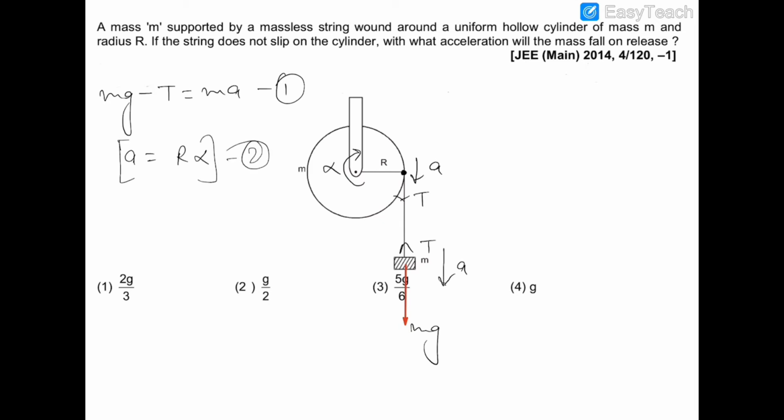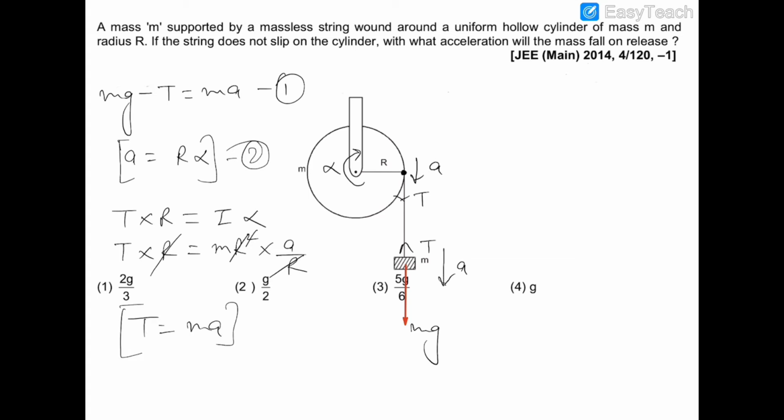And now when we write the equation of the torque, we can say that this tension is producing the torque to rotate this cylinder, and therefore the torque of this tension is T into R, and that is equal to I alpha. So T into R is equal to I alpha, where I is the moment of inertia of the cylinder about this axis, and that is equal to mr square because the cylinder is hollow, and alpha is equal to a by R. So cancelling this R with R, T is equal to ma. This is the third equation.